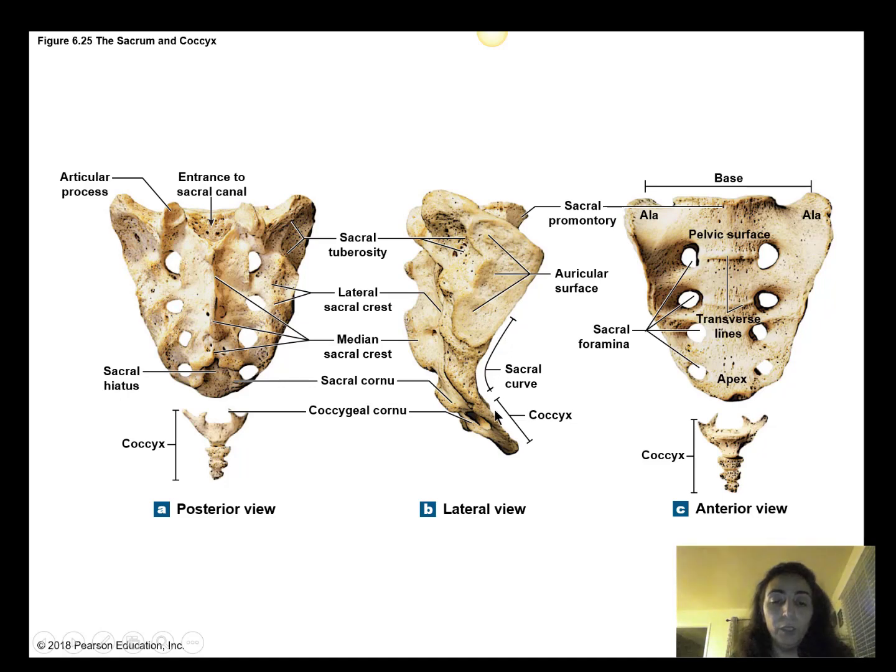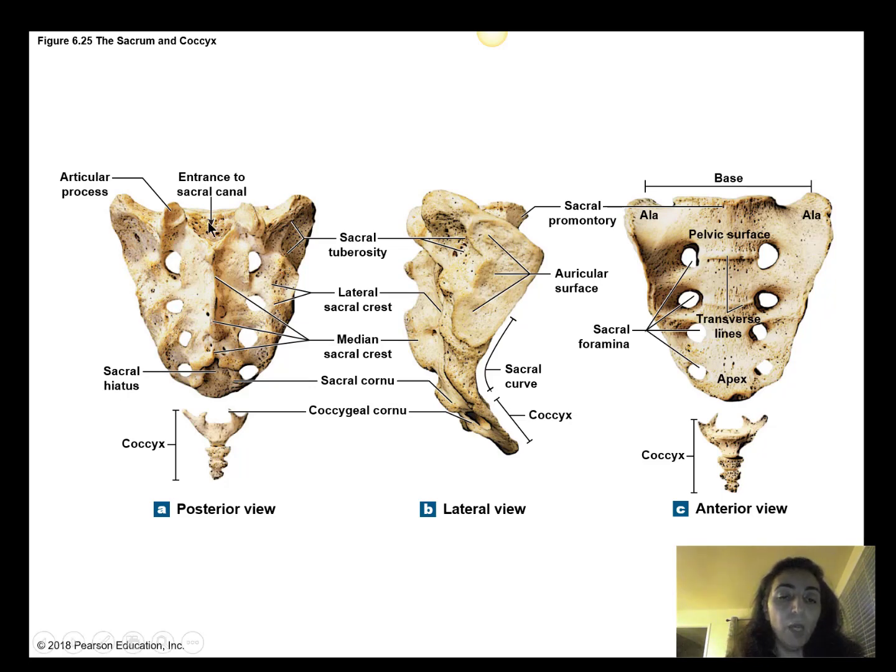The other things that you can see here are important. This is the median sacral crest, that you can see better in posterior view here. These are actually the fusion of all the spinous processes of all the 5 vertebrae that we have. All of them now together make a crest, and we call it median sacral crest, compared to the lateral sacral crest that we have on the 2 sides. Those are from the transverse processes.